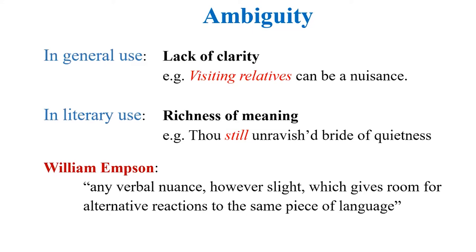But someone changed all this. Who? William Empson. William Empson gave a positive connotation to the word ambiguity. Generally ambiguity has a negative meaning. When William Empson came, he said ambiguity has a positive connotation in literary use. In literature, when you say this poem is ambiguous, it doesn't mean it is not understandable. It means it is rich in meaning, it has many meanings.